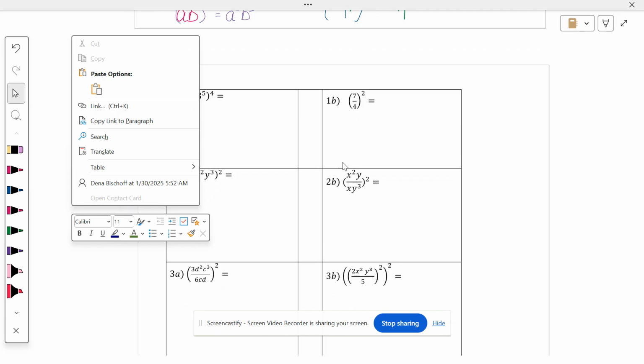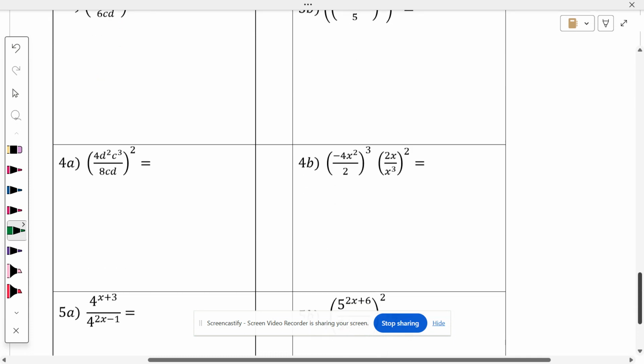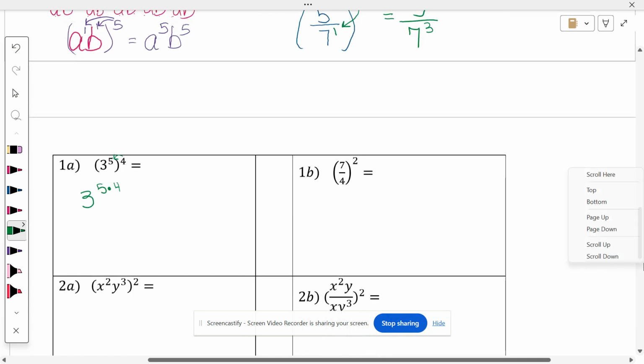All right, so example 1a. I have 3 to the 5th raised to the power of 4. That's the same thing as saying 3 to the 5th times 4, right? We're distributing the power. Remember when we distribute, we multiply. So that equals 3 to the 20th.